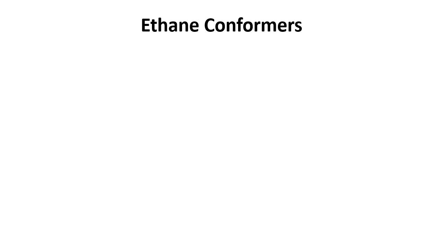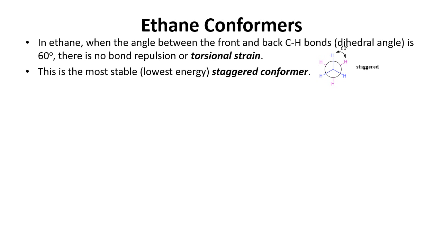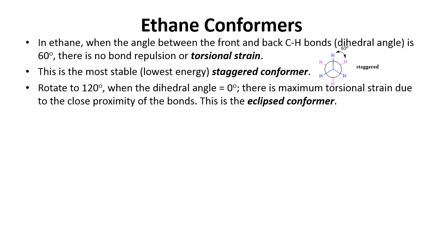In ethane, when the angle between the front and back CH bonds, which is the dihedral angle, is 60 degrees, there is no bond repulsion, which is known as torsional strain. This is the most stable or lowest energy staggered conformer. If you rotate 60 degrees, when the dihedral angle is 0 degrees, there's a maximum torsional strain due to the close proximity of the bonds, and this is the eclipsed conformer.